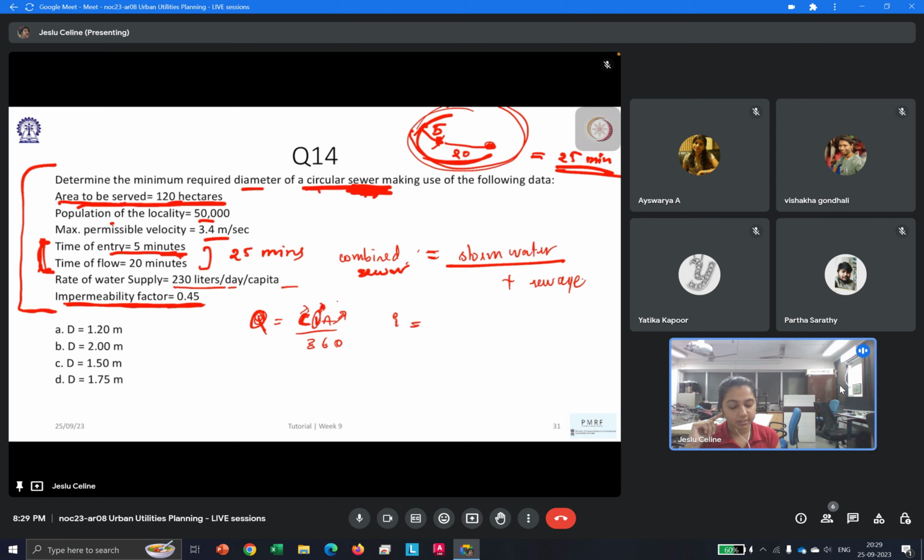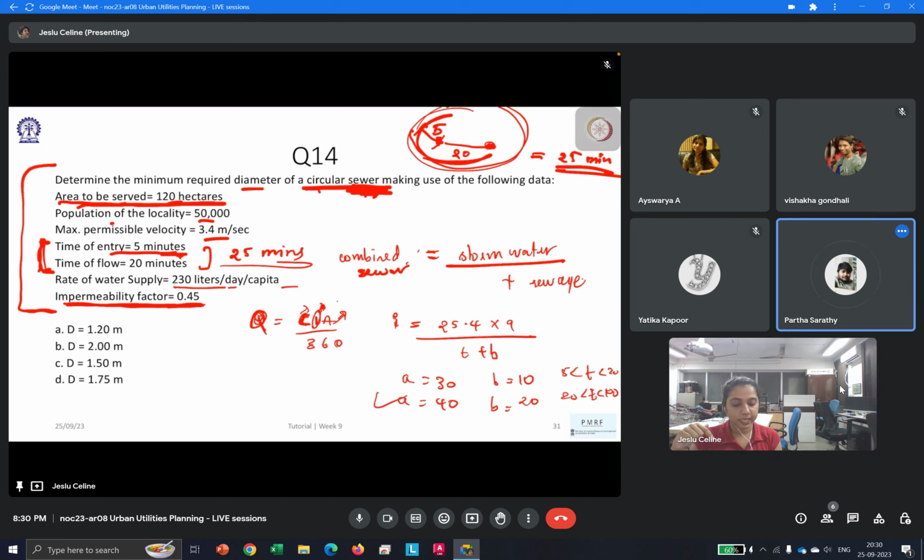To find I, in the last lecture we learned one formula: I = 25.4 × A divided by (T + B). Remember this formula? Here A is equal to 30 and B is equal to 10 if the duration of the storm lies between 5 minutes and 20 minutes, and A is equal to 40 and B is equal to 20 if the duration is between 20 and 100 minutes. So here, which one will we use? The second one. Yes, very good. Because it is 25 minutes, we will use A equal to 40 and B equal to 20.